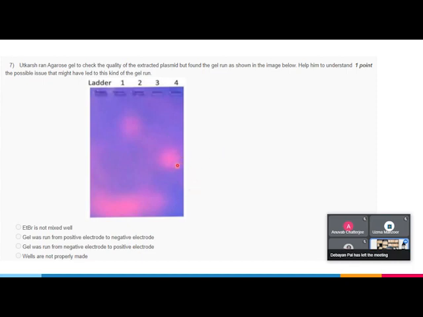But you should see sharp bands in your DNA gel. But what Utkarsh is looking at is blotches such as this. So what can be a problem which actually gives rise to this? The options are: ETBR is not well mixed, gel was run from the positive electrode to the negative electrode, gel was run from the negative electrode to the positive electrode, and wells are not properly made. What do you think is the problem that is occurring here? You can go ahead and type in the chat box which you think is the correct answer.